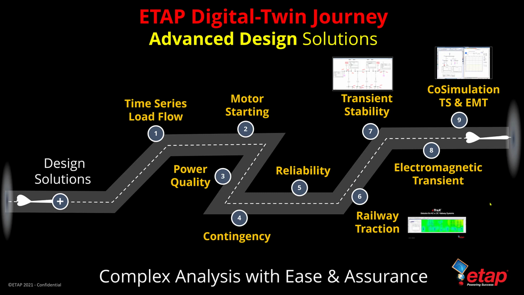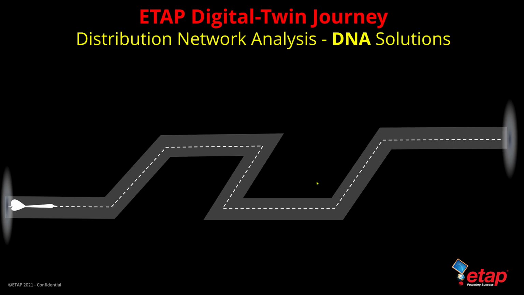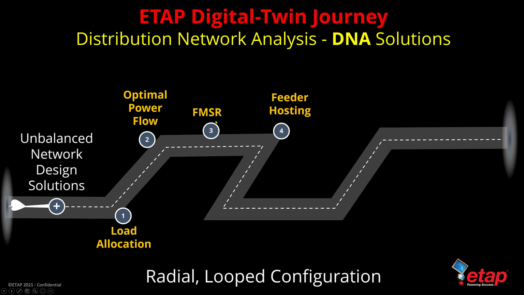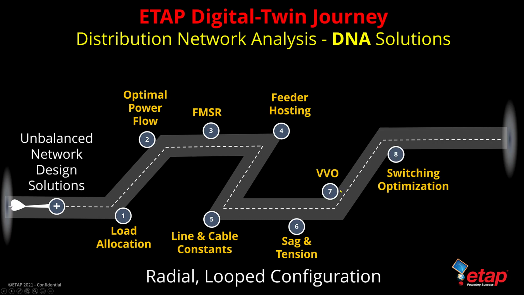Now, when it comes to distribution systems, things are a little bit more unique. For distribution systems, we essentially have a few more analytical capabilities that are more unique when it comes to radial and looped analysis, where we're dealing with unbalanced network design. And the most basic calculation there is load allocation, optimal power flow, fault management, service restoration, feeder hosting or integration capacity analysis, line and cable constants, where we're determining the impedances of various overhead lines and underground conductors, overhead sag and tension of the lines, volt-var optimization, switching optimization, and optimal placement of capacitors, as well as network automation devices, voltage regulators, and reclosers in the system. So this essentially becomes part of the DNA analysis for electrical distribution systems.